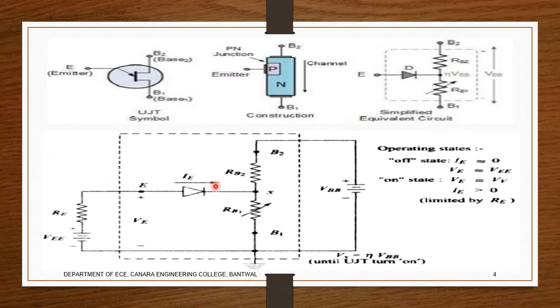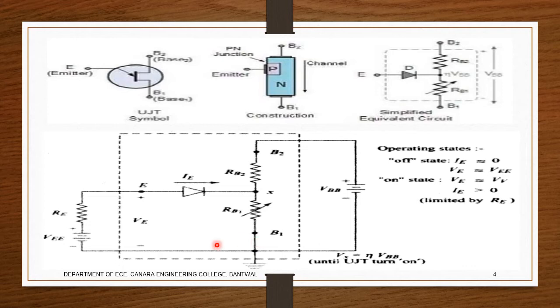At that time IE will, of course, be more than 0, which says that the diode has been made on, and everything is limited by the RE. When the voltage is given here, the voltage and the current pass through here. In that time, when VE is equal to VV, the UJT is made on. We'll go into the deep analysis of this circuit later.